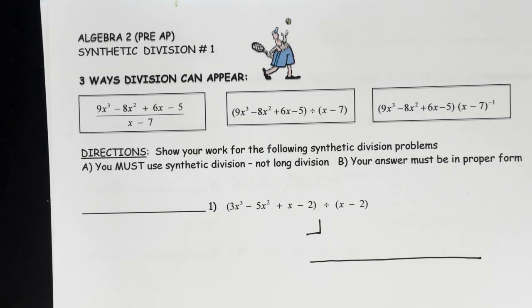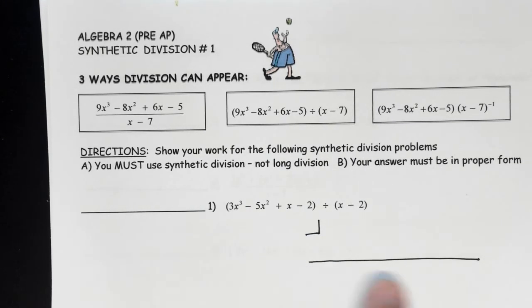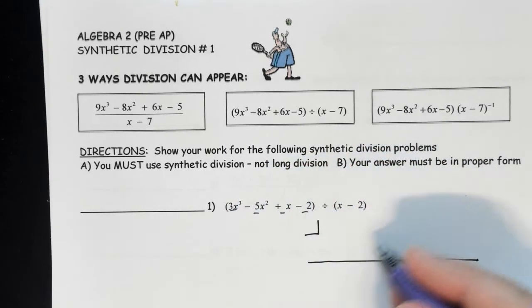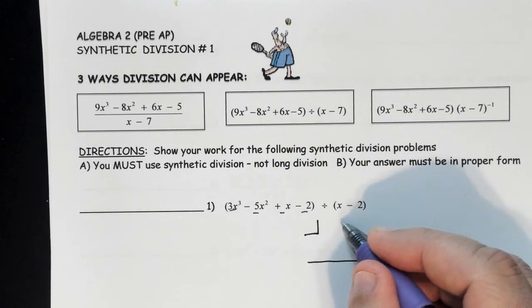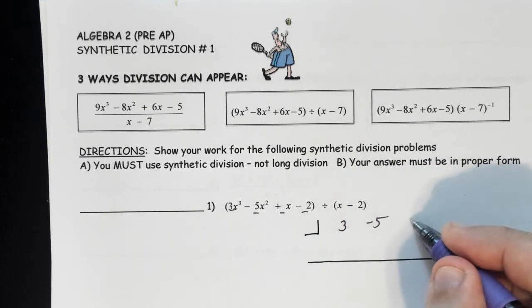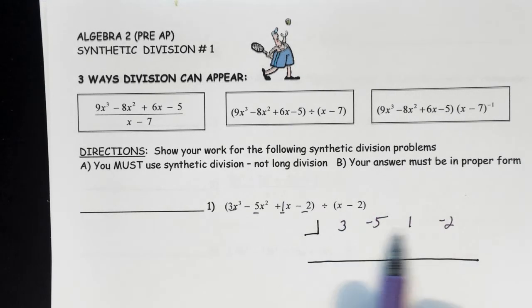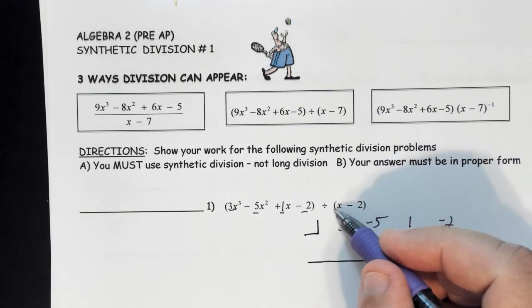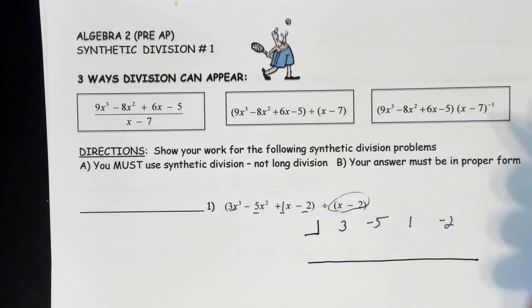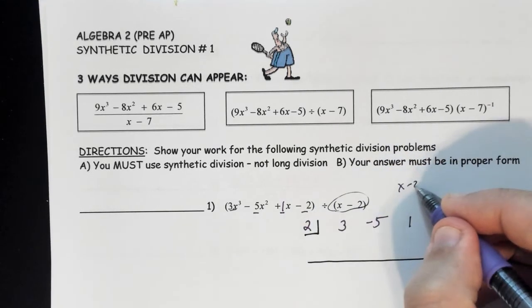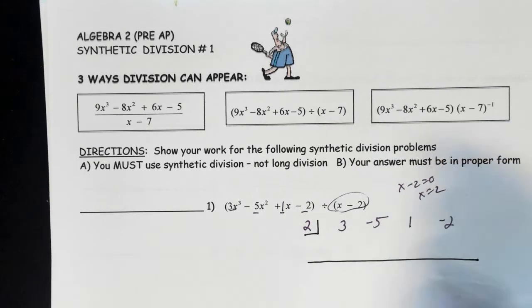So the way this works is we have this little setup. We have this little half box here and this line, and we're going to take the coefficients of our dividend and list them next to this box. So we're going to go 3, -5, 1, and -2, because there would be a 1 right there. Those are the first things we set up. Then inside the box we take the solution to this part, x minus 2. What makes that 0? Well, that's a 2, because x minus 2 equals 0 means x equals 2. So that's what goes in the box.